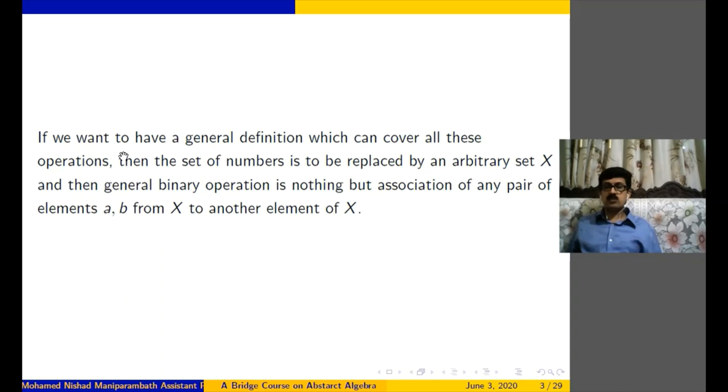And if you want a general definition which can cover all these operations, then the set of numbers is to be replaced by an arbitrary set X. And then a general binary operation is nothing but the association of any pair of elements A, B from X to another element of X. That is the meaning of a binary operation. By operating on any pair of elements with that binary operation, we will get a new element, and that element should belong to the original set X. This gives a general definition as follows.